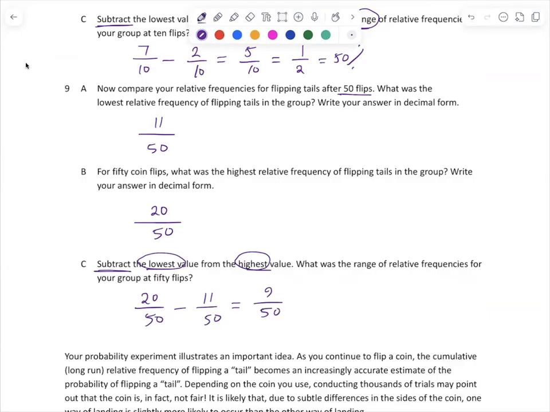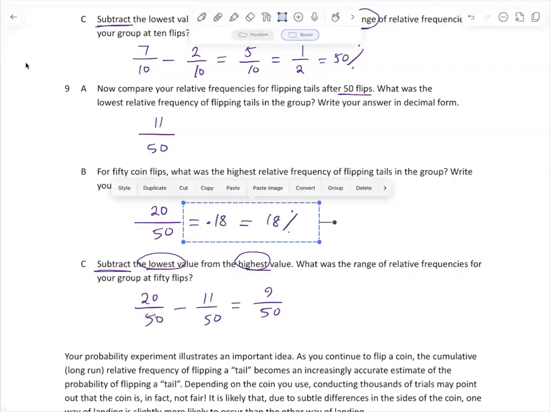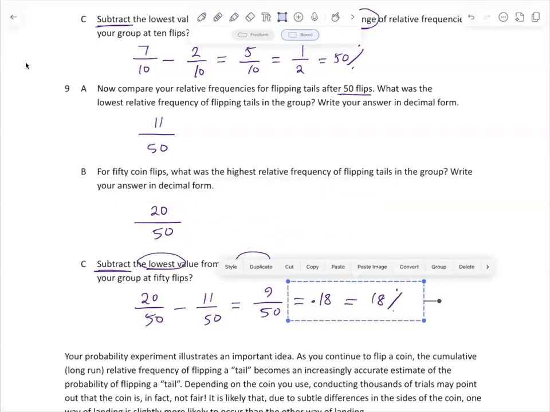If you do a division and calculate 9 out of 50, you get 18%. So basically, this is what you're trying to do. Let me move this one here. Perfect.